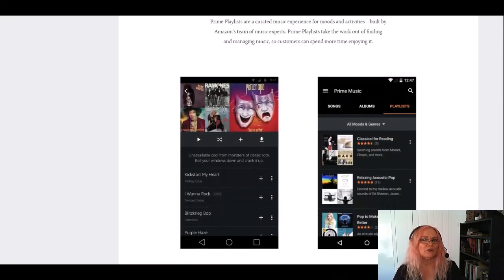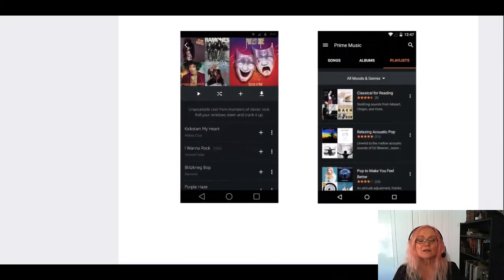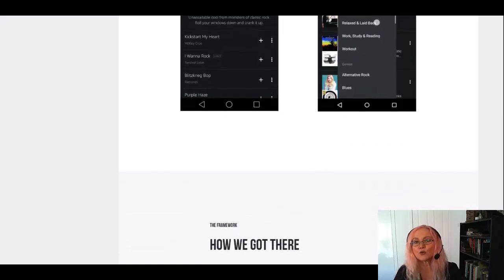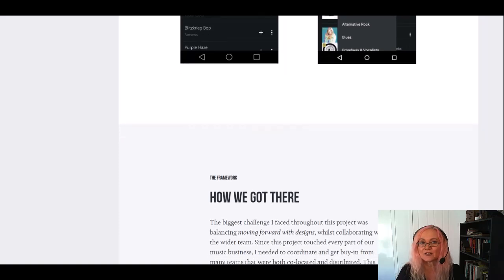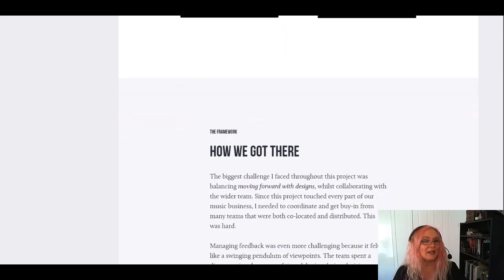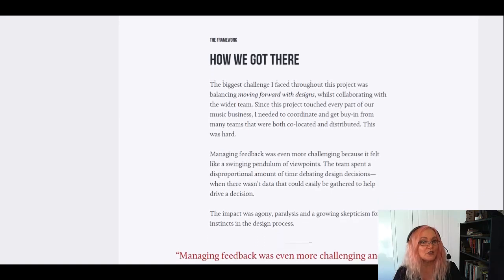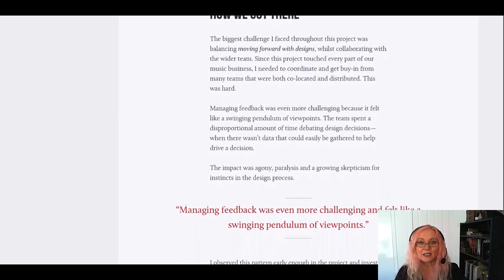Why does someone want to read your case study? There are so many different UX portfolios out there. What makes yours more interesting than the others? Well, one of the ways you can make it very interesting is to think about the hook that you are going to use to draw the reader in.